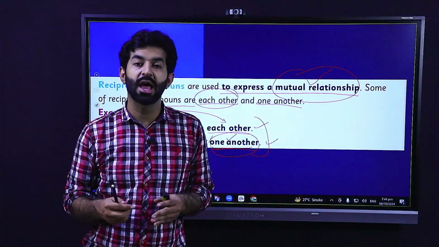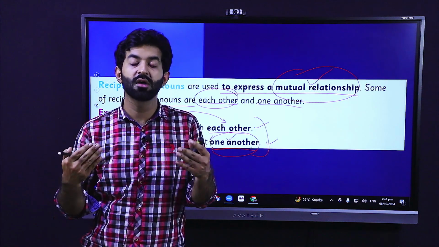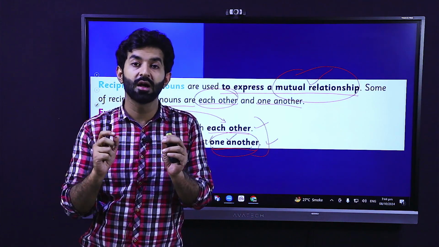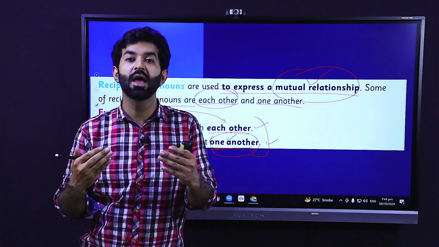The students helped one another in the class. It means every student was a participant and sharing a relationship with each other in terms of helping.